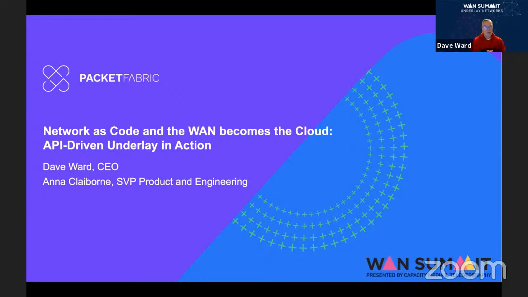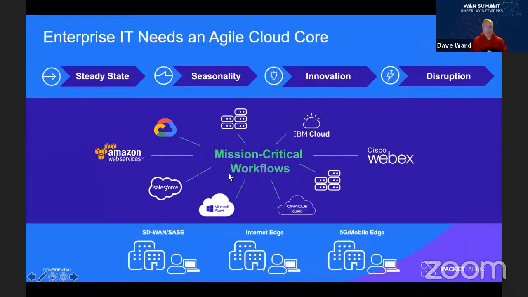I'm Dave Ward from PacketFabric, and with me is Anna Claiborne, our SVP of Product and Engineering. We'd like to chat with you about how the internet architecture has changed, where network is code and WAN is really the cloud. We're from PacketFabric, which is an API-driven underlay, and we'd like to tell you about this and what it means to a changing internet architecture, as well as what it may mean to you and your business.